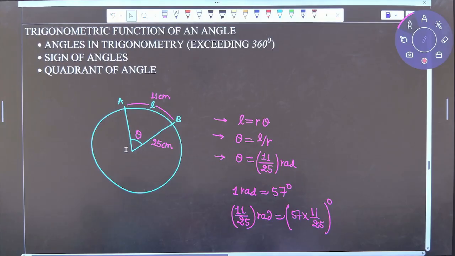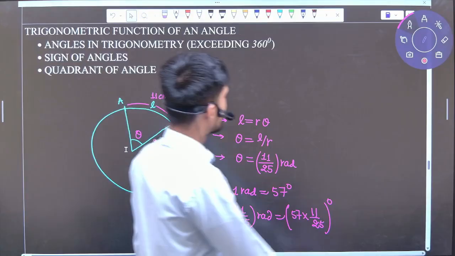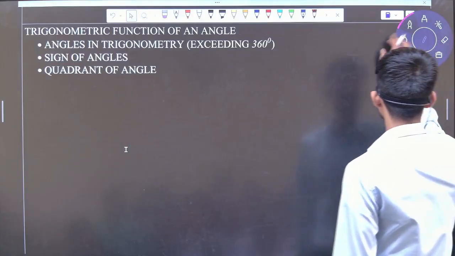Trigonometric function of an angle. Trigonometric function of an angle.